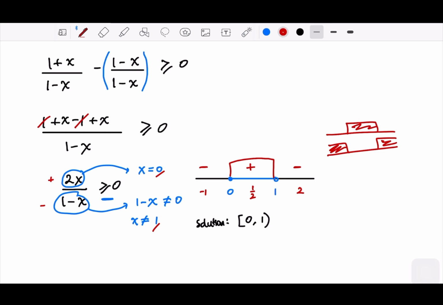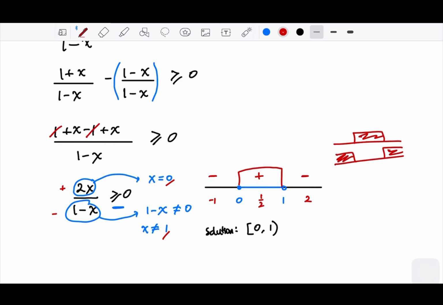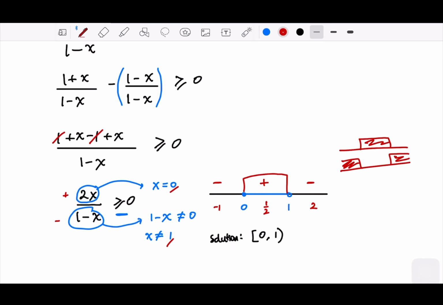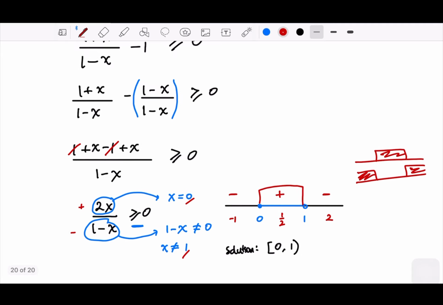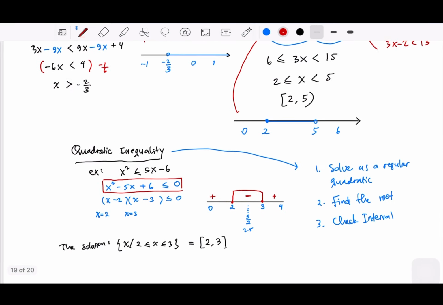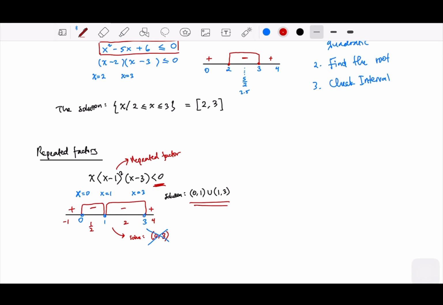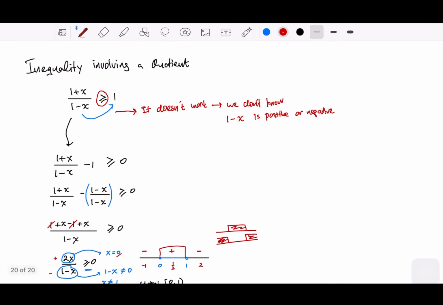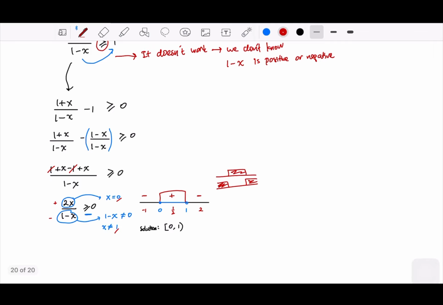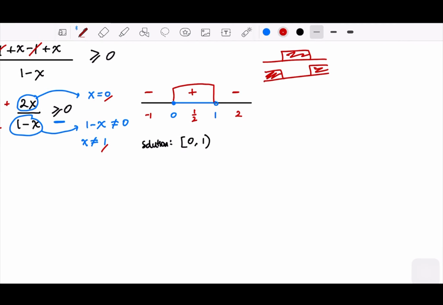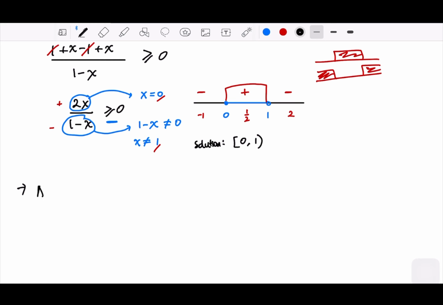Well, I think that's the last part on the inequality. If you feel you want to review this, you can rewind and watch from the beginning about the quadratic, where the repeated factors don't really affect your calculation whatsoever. And then the quotient: when involving a quotient, remember you need to consider its domain, okay? All right. The last part here in the inequality is the absolute value.